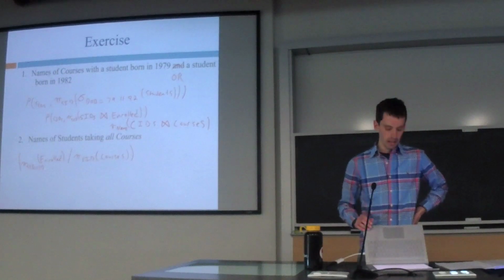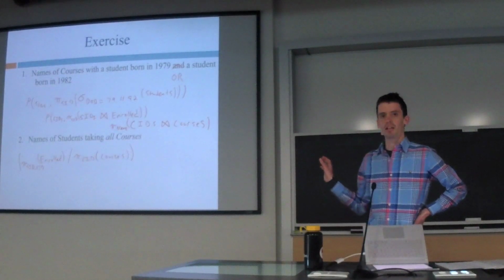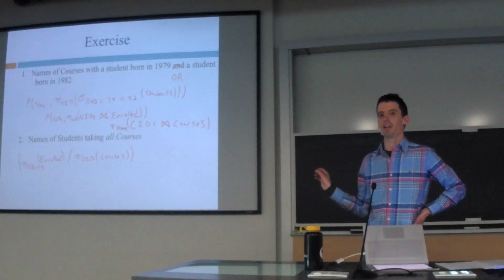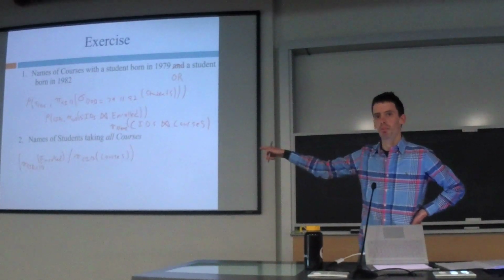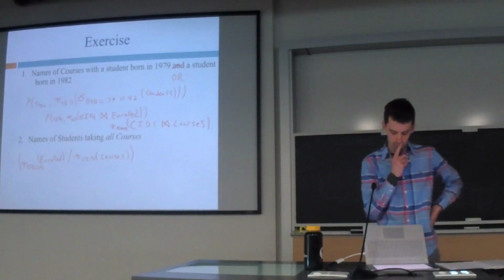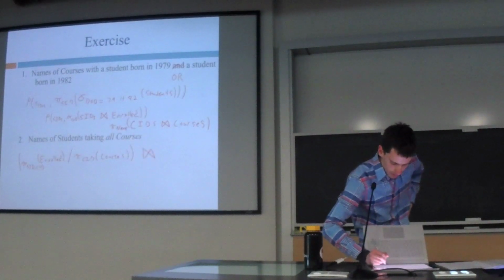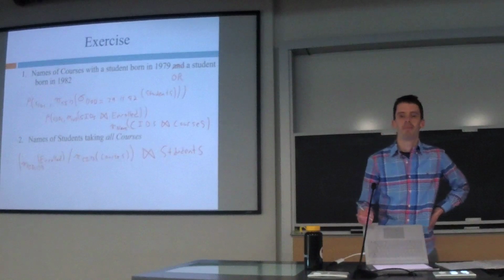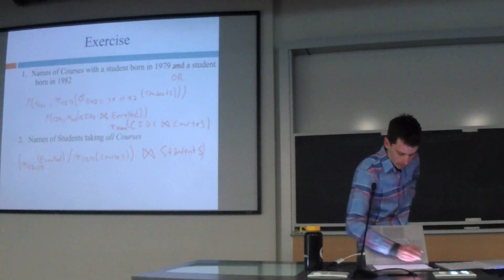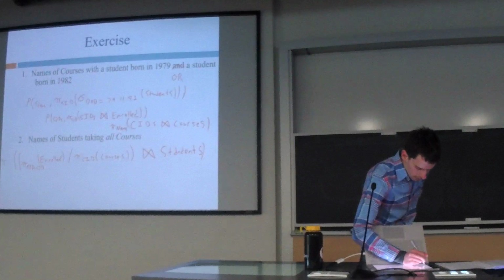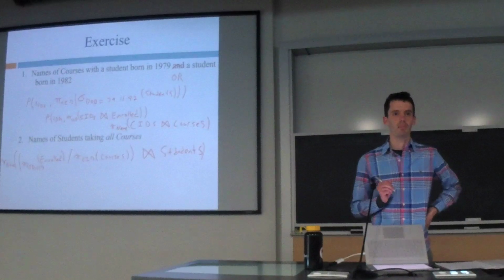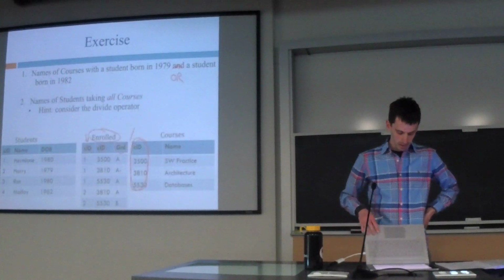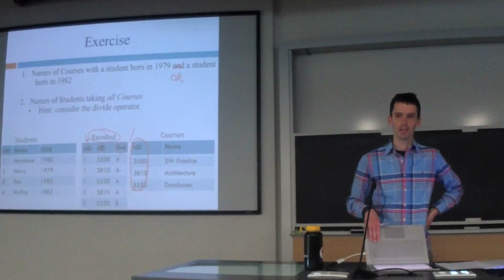So project student ID out of that whole thing. That's automatically already done by the divide operator since I added that additional project right there. Natural join students, written very poorly. And then project the name, and give us the name out of that. Yep. So that gives us names of students taking all courses.